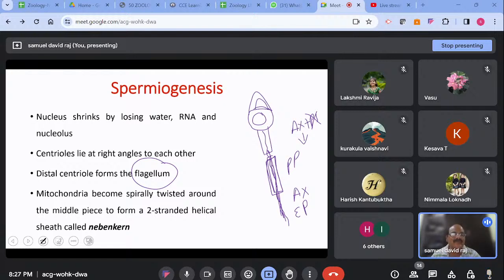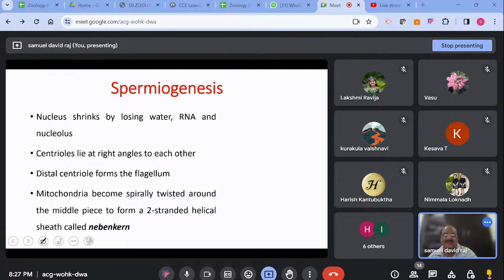Principal piece has an axoneme surrounded by protoplasmic sheath. End piece is nothing but a naked axoneme which is not surrounded by any protoplasmic sheath. So if you say it is flagellum, the flagellum shows a 9 plus 2 arrangement. This is what you know. Whether it is cilium or flagellum, in your intermediate you have studied that it shows a 9 plus 2 arrangement. What is this 9 plus 2 arrangement? In this 9 plus 2 arrangement, there are two central fibers surrounded by 9 pairs of peripheral fibers.